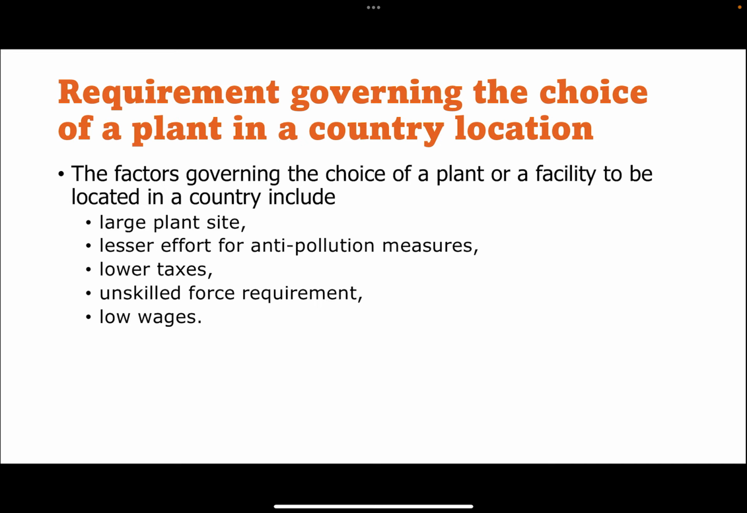And then requirements governing the choice of plant in a country location. The factors affecting the choice of a plant to be located in a country include a large plant site. Of course you need a large plant site. Then you need to get land at a cheap cost, and lesser effort for anti-pollution measures. So you need not put up a lot of measures to reduce pollution compared to the city. And then you have lower taxes there, unskilled force requirement, and low wages. These are the important factors that govern the choice of a plant in a country location.